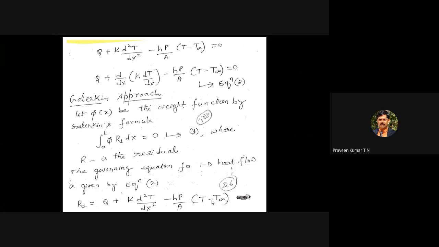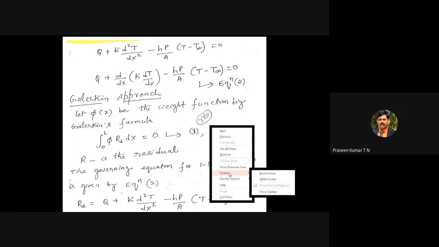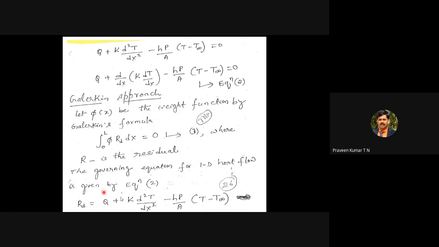So this last equation refers to the governing differential equation, which is Rd. We have phi. Phi is a temperature function that we will discuss later. Phi is equal to N into xi, which we have already discussed. Rd refers to the residual, which is nothing but the governing differential equation.